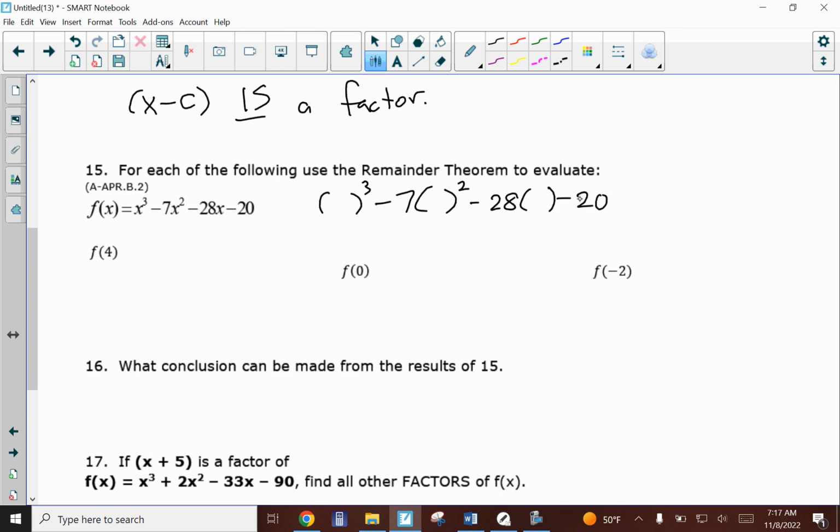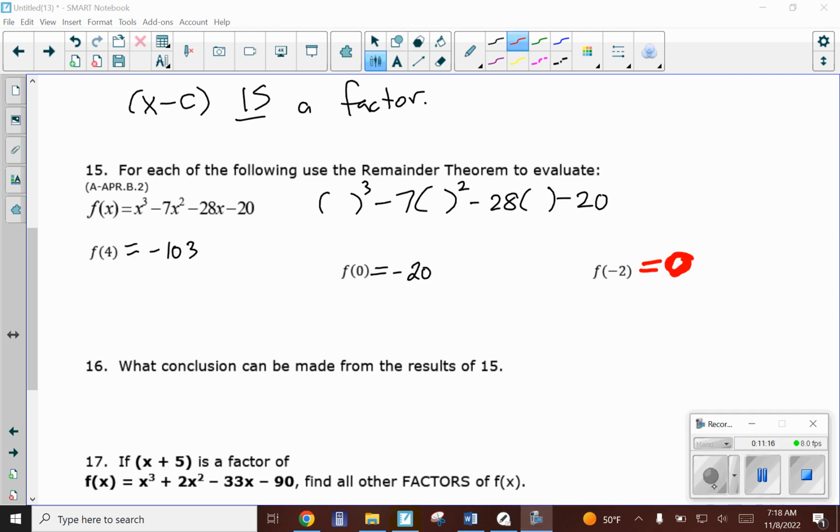So what I'm going to do is take my calculator and plug all 3 values in. And through movie magic, there's our 3 answers. So when we plug in 4, it gives us negative 103. So that right there is the remainder. And when we plug in 0, that gives us negative 20. So that's the remainder. And when we plug in -2, there is no remainder.